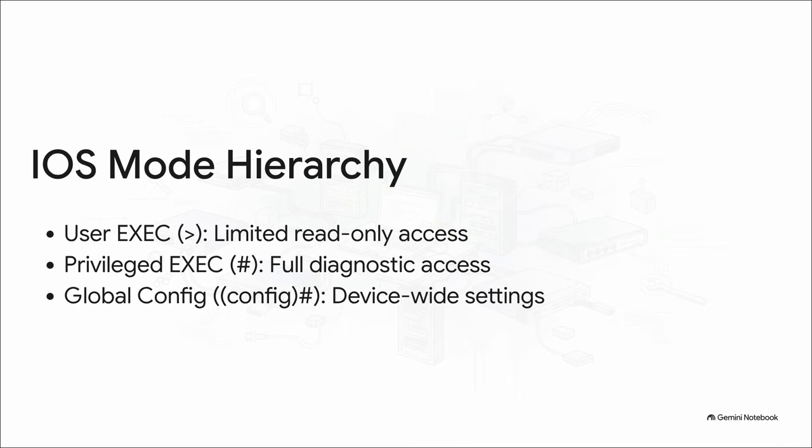First, you have user EXEC, which you'll see as a right-angle bracket prompt. This is basically the read-only lobby. Your access is super limited here. Then, by typing enable, you escalate to privileged EXEC, shown by a pound sign. This is the manager's office. It gives you full diagnostic access. And finally, by typing configure terminal, you enter global config. This is the mechanical room, where device-wide settings are fundamentally changed. You absolutely must be in the right room to use the right tools.